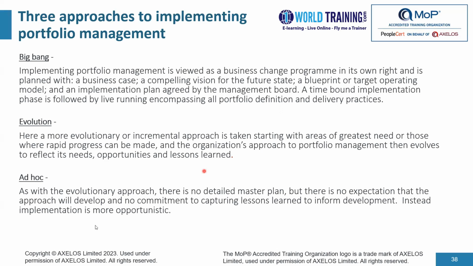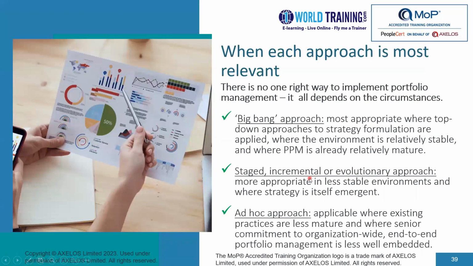And the third approach is ad hoc. As with evolutionary approach, there is no detailed master plan, but there is no expectation that the approach will deliver, and no commitment to capturing lessons learned to inform development. Instead, implementation is more opportunistic. So please keep these 3 approaches in perspective. Now, when is each of these approaches relevant? So the next slide covers that particular question.